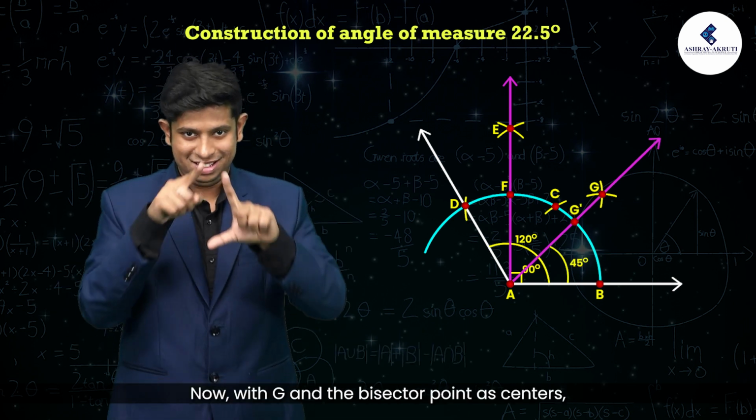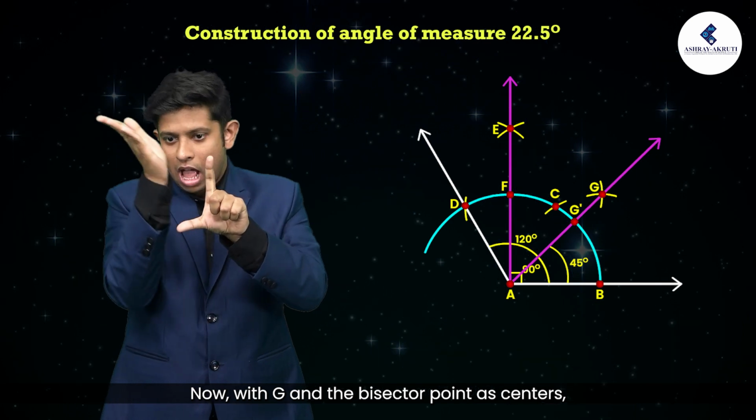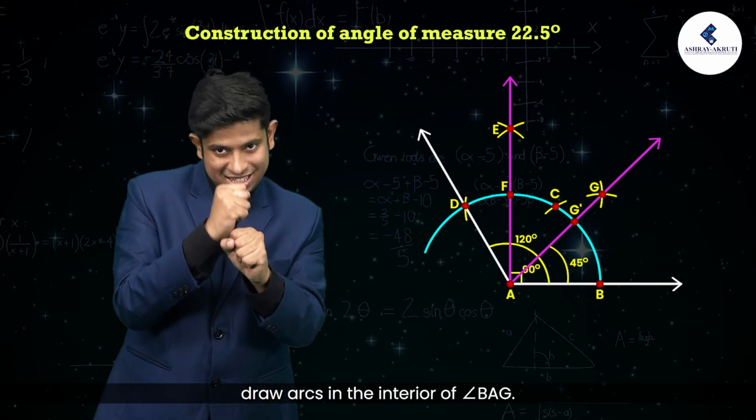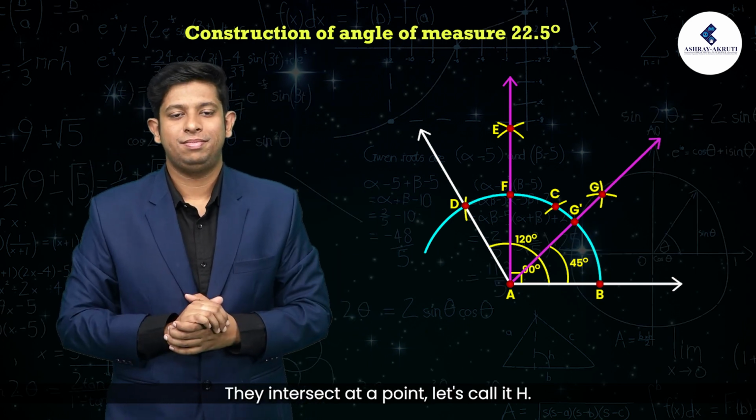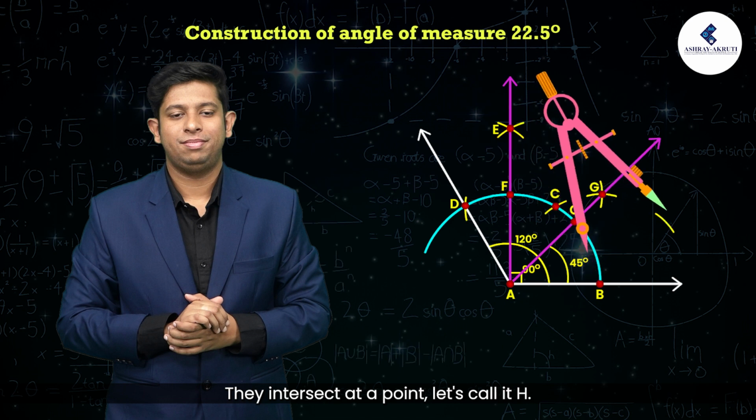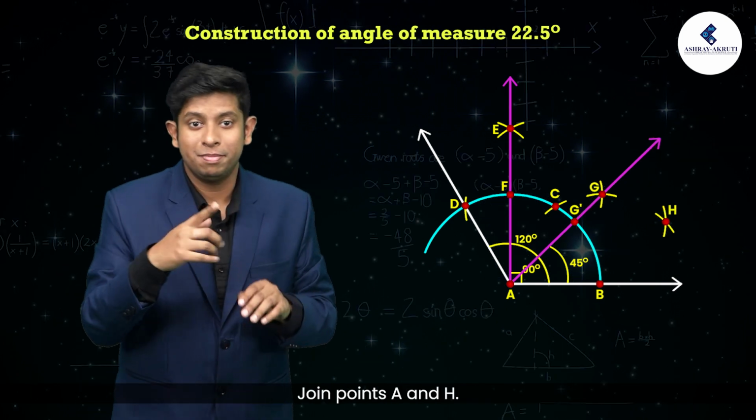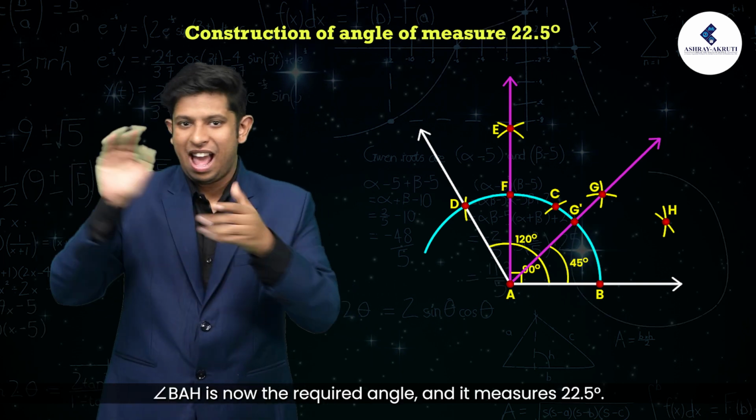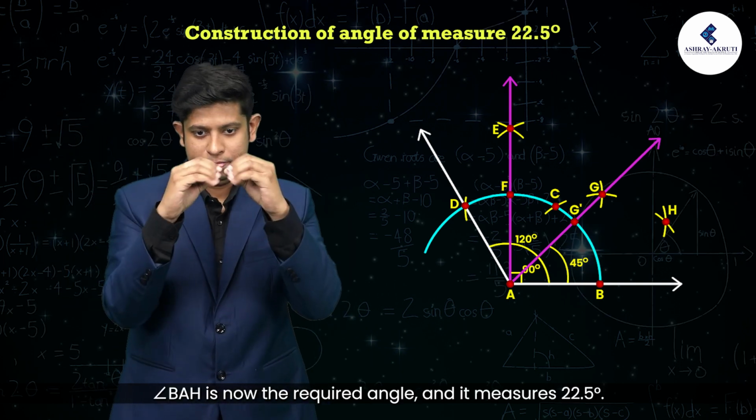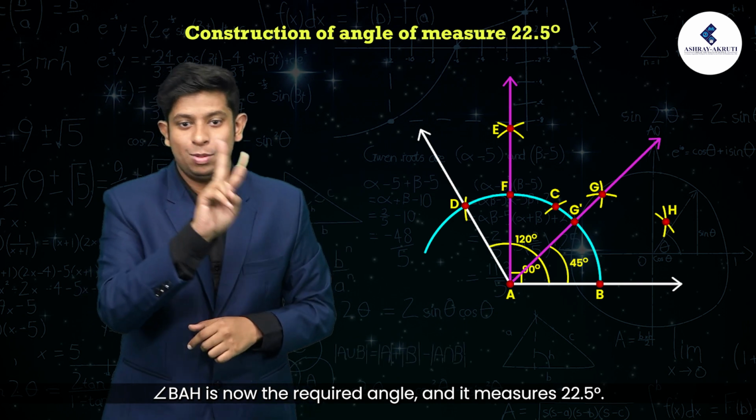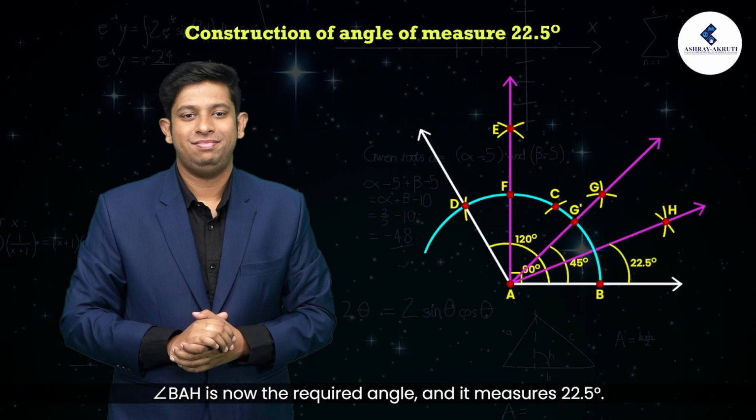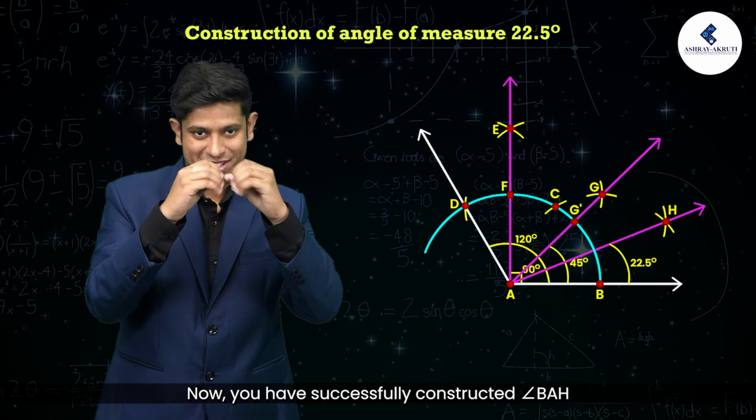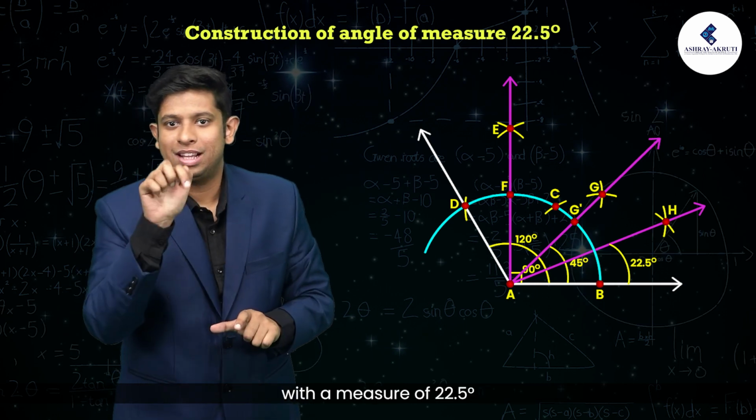Step 11. Now with G and the bisector point as centers, draw an arc in the interior of angle BAG. They intersect at a point. Let's call it H. Step 12. Join points A and H. Angle BAH is now the required angle and it measures 22.5 degrees. Now you have successfully constructed angle BAH with a measure of 22.5 degrees.